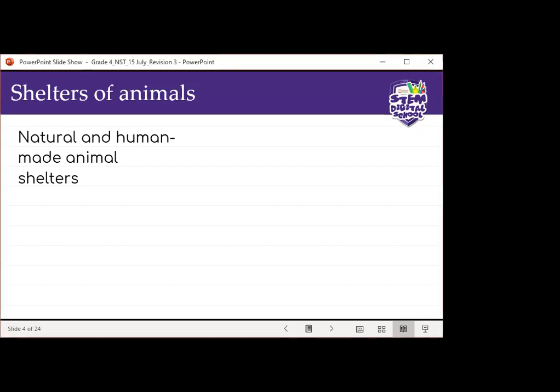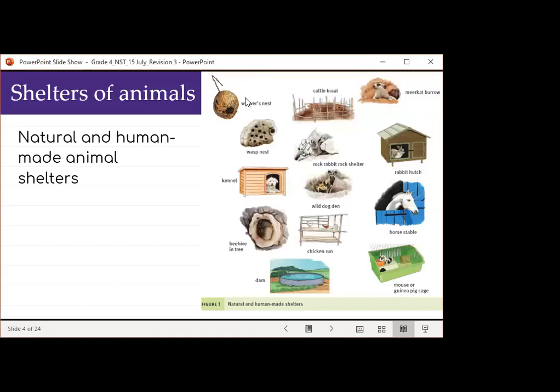Okay, so guys, as you have heard, Michaela and Darish gave us examples of natural as well as human-made animal shelters. And here we have examples, okay? So at the top here, we have a weaver's nest. And just underneath it, we have a wasp nest. So that is natural, okay? So the weaver as well as the wasp is natural. And we have a kennel where we see the dog. So this is human-made. And then we have a beehive, which is located in the tree, okay? And that is natural. Then we also have a dam, which is human-made.